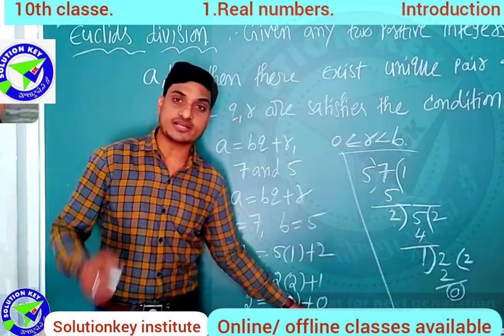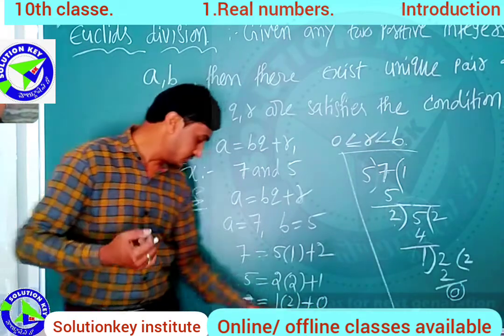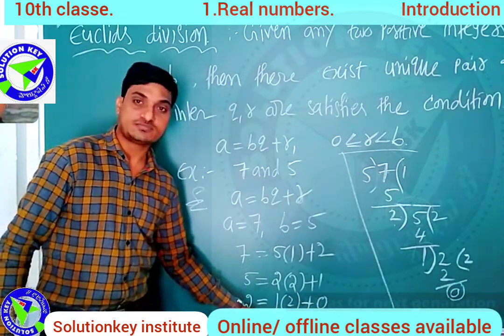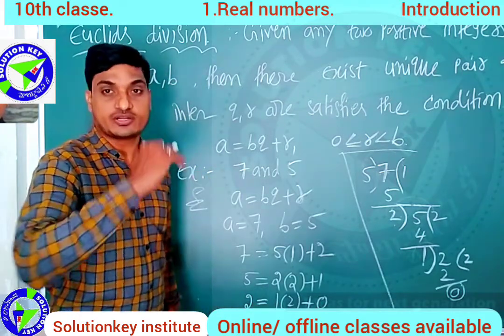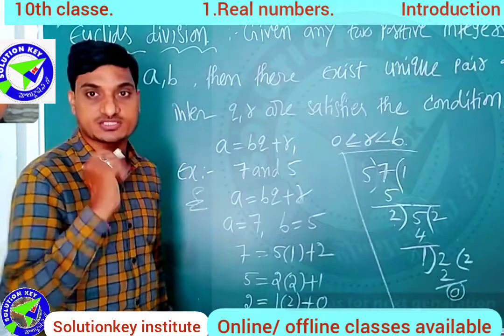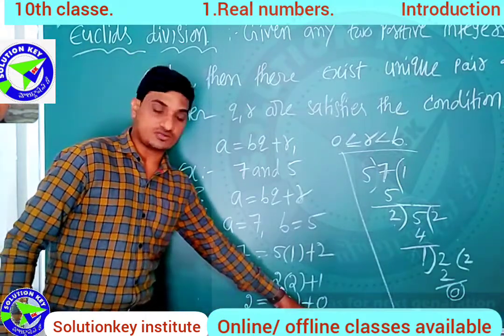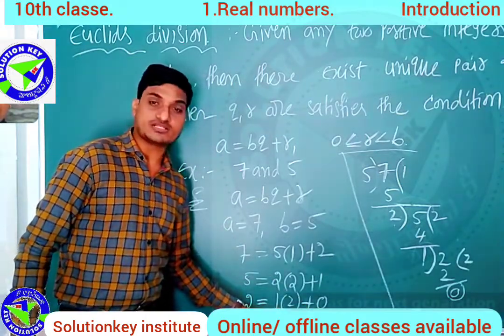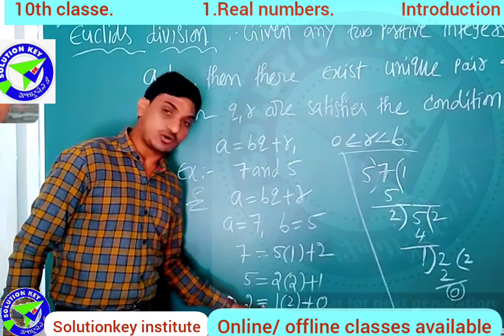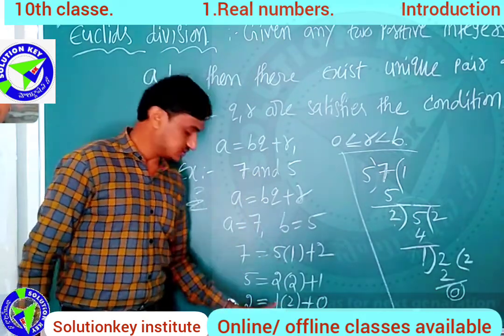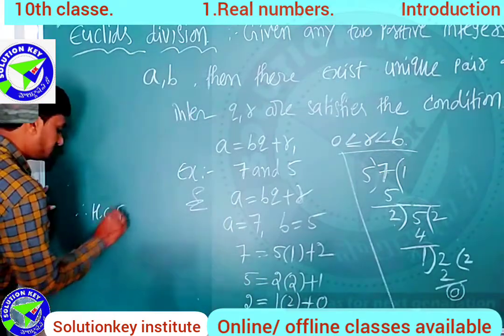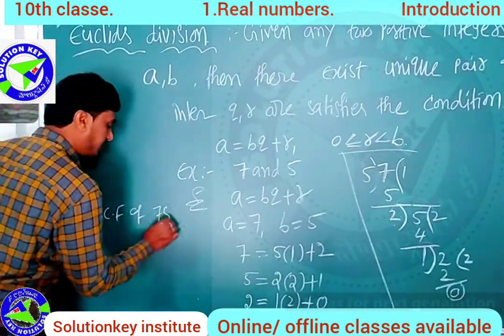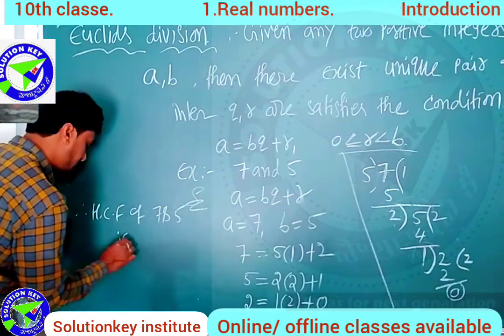When you get the 0, once it ends at the 1 ... the right-hand side first number is your answer. When you get the 0 remainder, then your answer is the right-hand side first number. Therefore, HCF of 7 and 5 is 1.